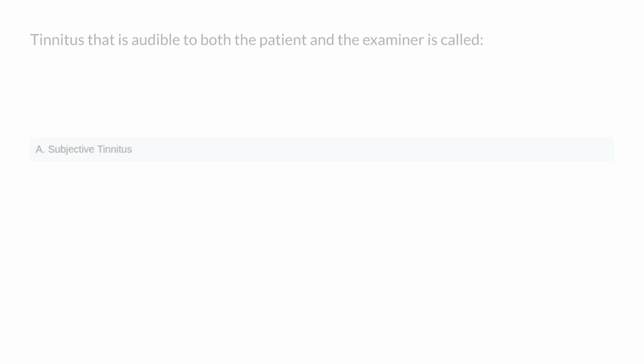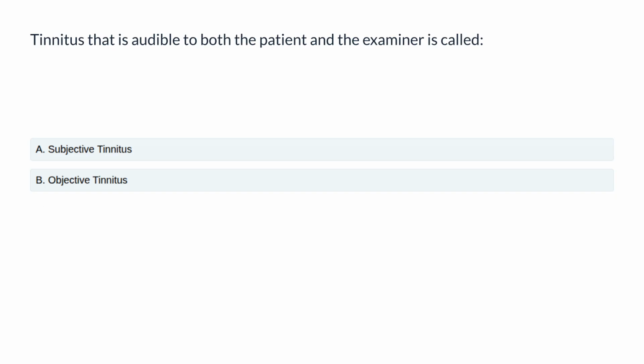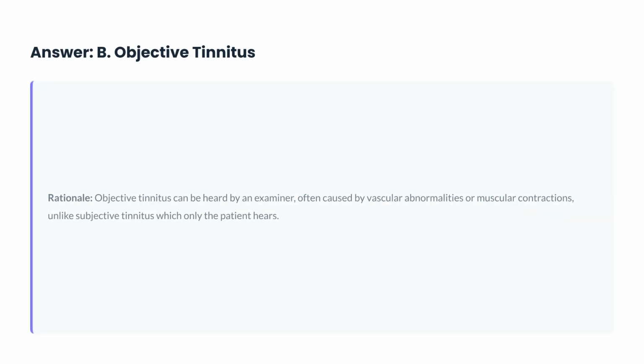Next question. Tinnitus that is audible to both the patient and the examiner is called subjective tinnitus, objective tinnitus, sensorineural tinnitus, or conductive tinnitus. The answer is B, objective tinnitus. This type can be heard by an examiner and is often caused by vascular abnormalities or muscular contractions, unlike subjective tinnitus, which only the patient hears.